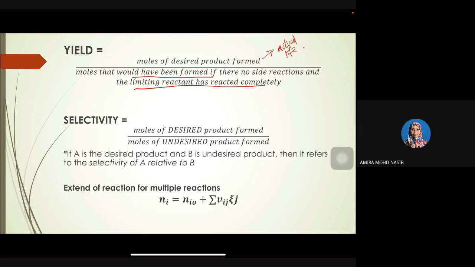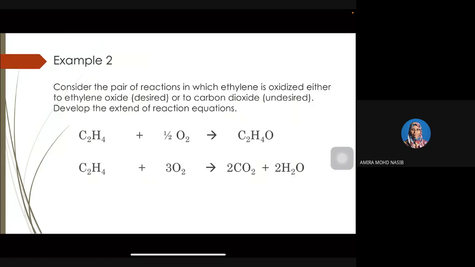So this is where we learn about when you have 2 reactions that occur simultaneously in one process. Okay, so this one is your equation to find extent of reaction for multiple reactions, for a few reactions that occur at the same time in your process. Okay, you see here. Consider the pair of reactions in which ethylene is oxidized either to ethylene oxide, which is your desired product, or to carbon dioxide and water, and this one is your undesired product. So it's asking about the extent of reaction.